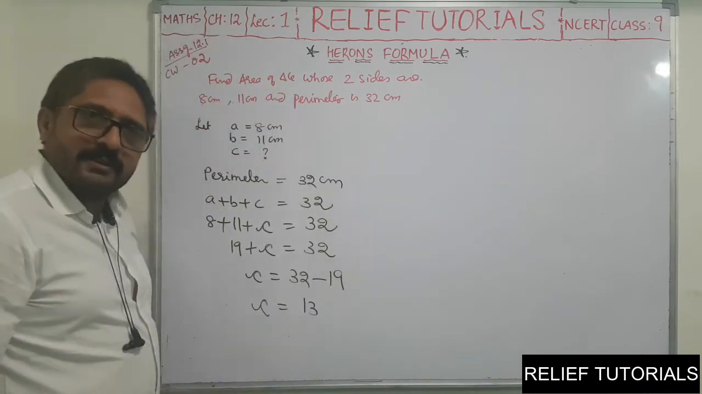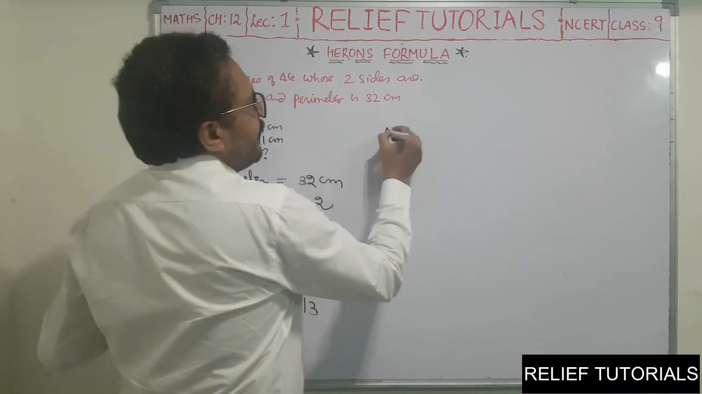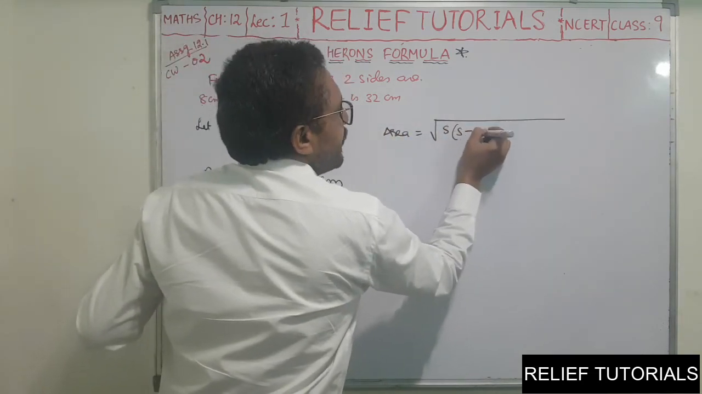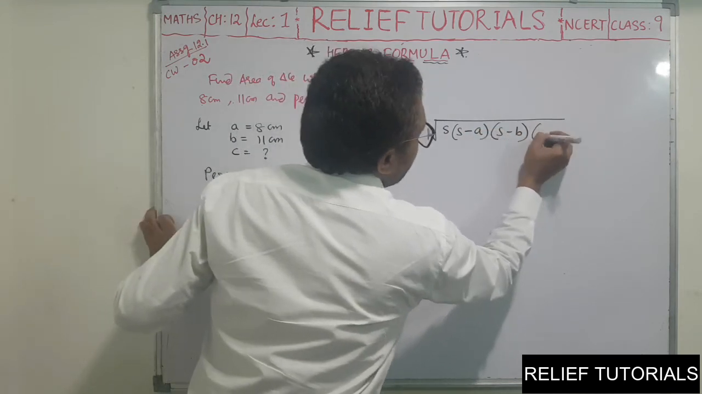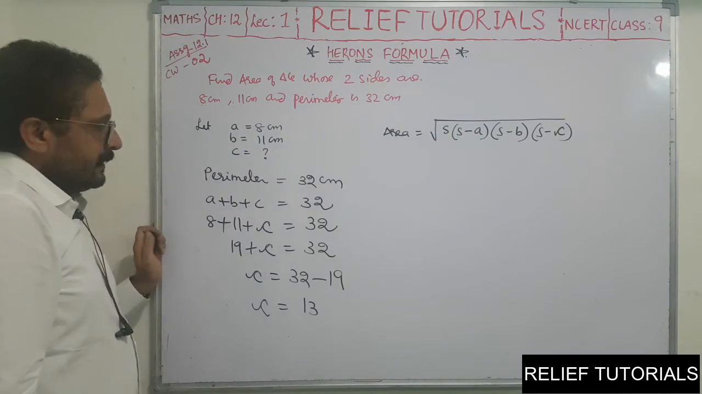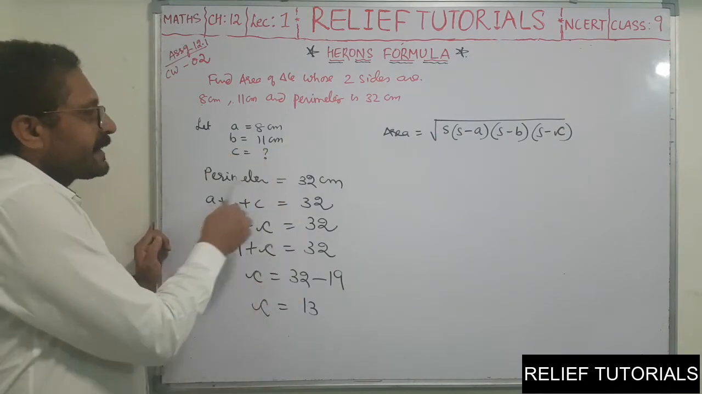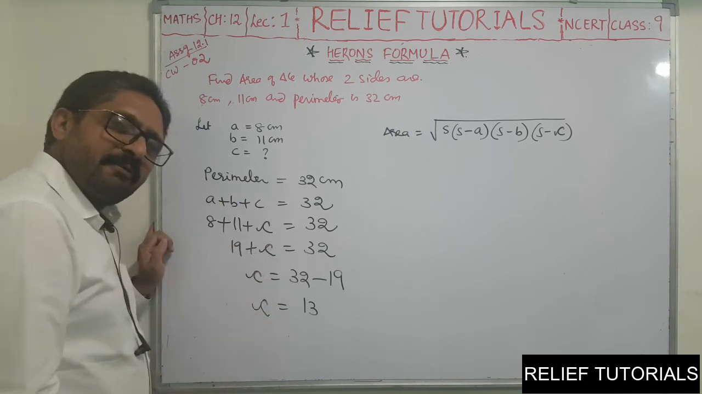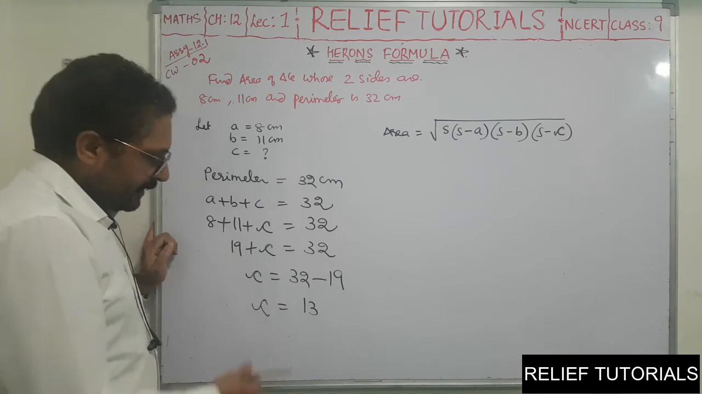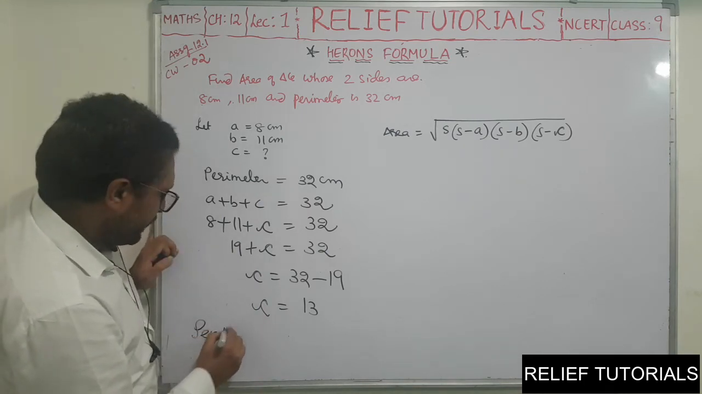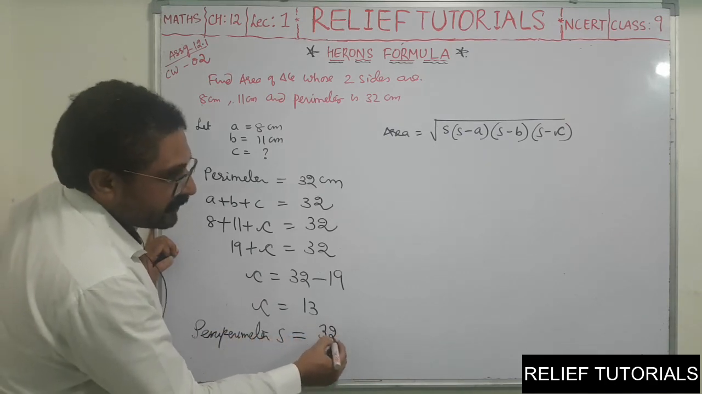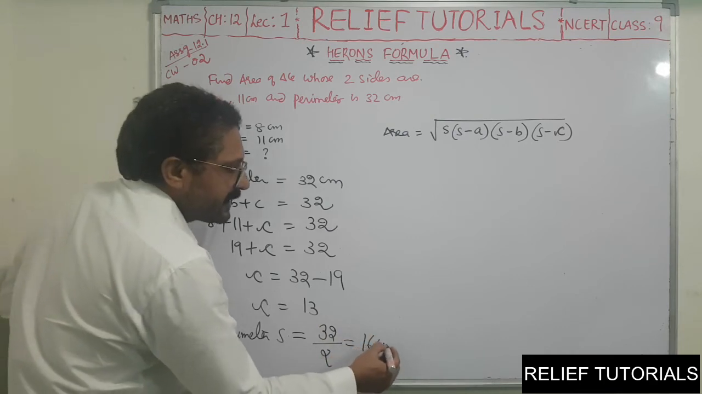area. So Heron's formula. Required area is equal to under root of S into S minus A, S minus B, S minus C. S is the semi-perimeter. Here perimeter is 32. Semi-perimeter means half, so when perimeter is 32, semi-perimeter will be 16. You can write S is equal to half of perimeter, so 32 upon 2, that is equal to 16 centimeter.